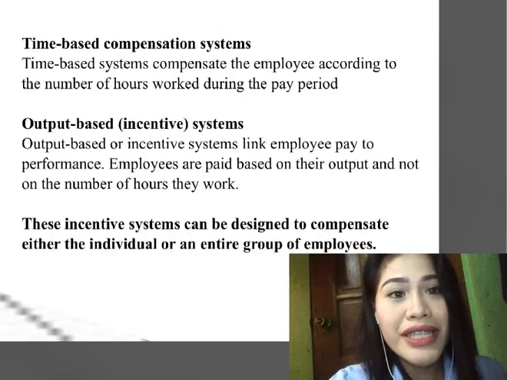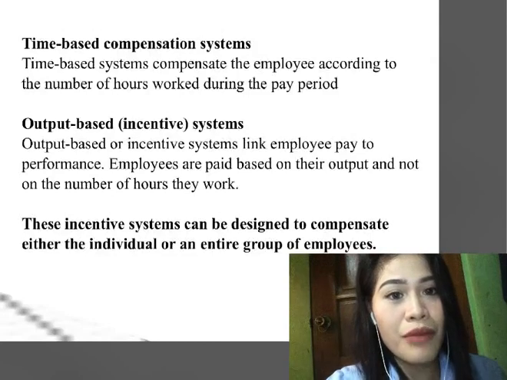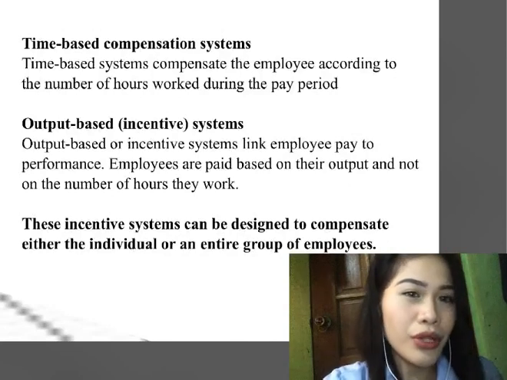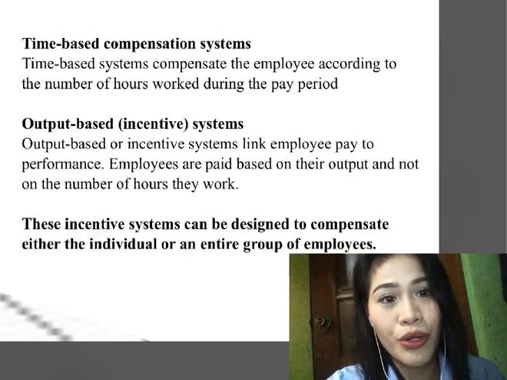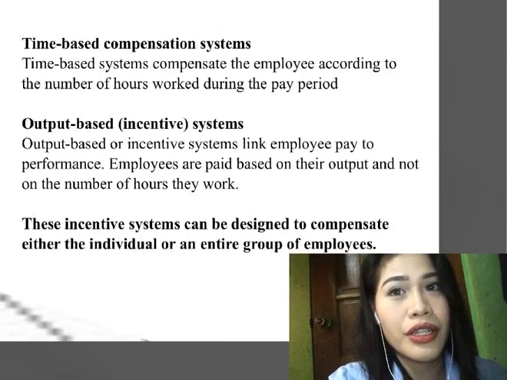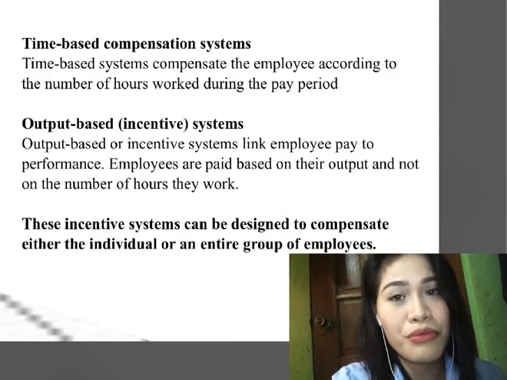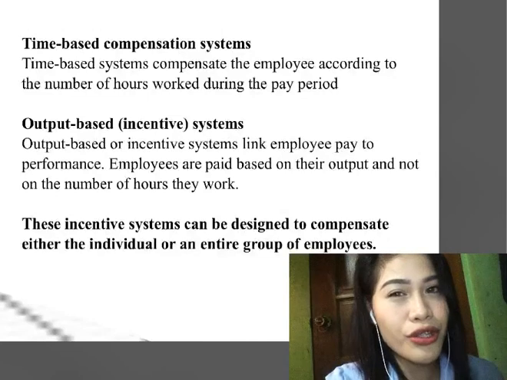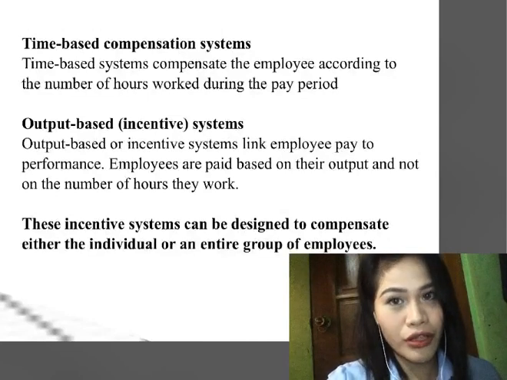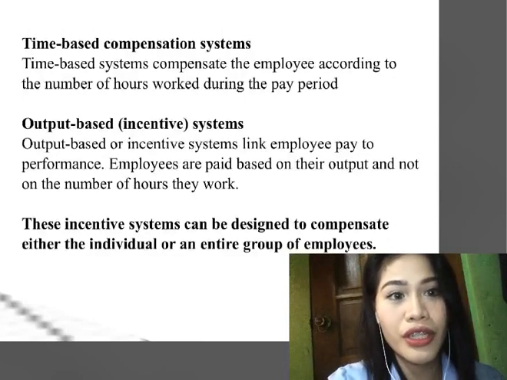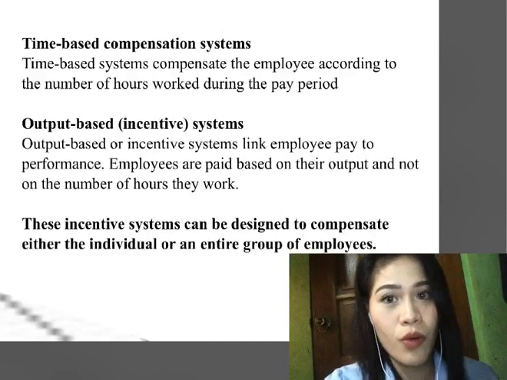The output-based or incentive systems link employee pay to performance. Employees are paid based on their output and not on the number of hours they work. Output-based or incentive systems, piece rate systems, or commission systems can be linked to Frederick Taylor's theory that humans are economically motivated. These systems reward workers for their output and not for the number of hours they worked.